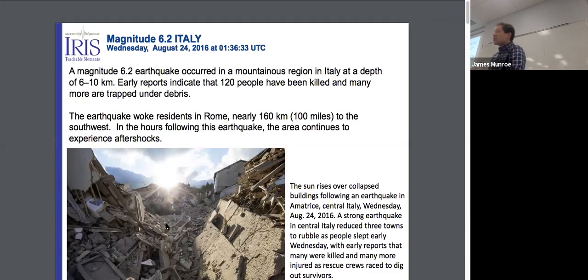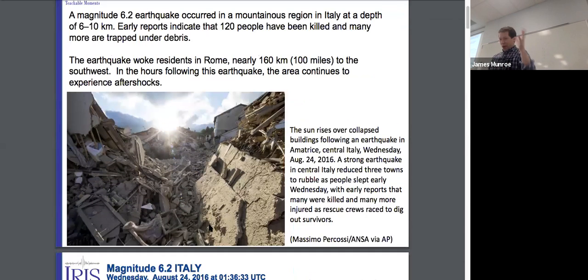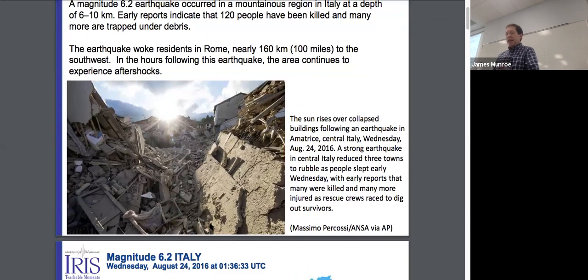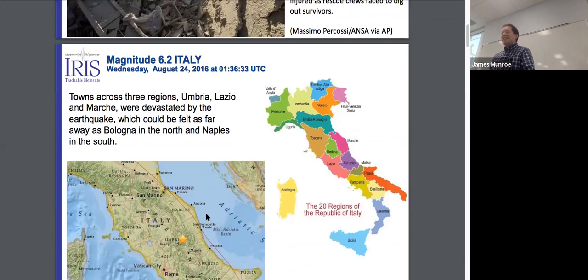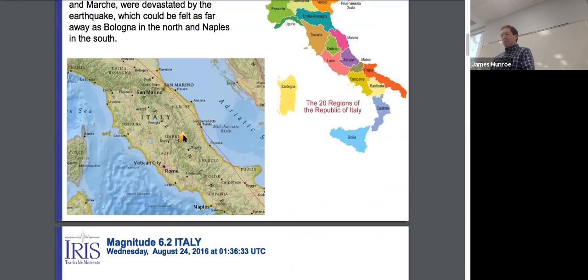So there was a magnitude 6.2 earthquake that occurred in the region of Italy at a depth of about 6 to 10 kilometers. Now, it was fairly serious. 120 people were killed. I remember hearing about this one on the news. And it destroyed a town in Italy. It was detected to occur at about that spot right there on the Italian peninsula.